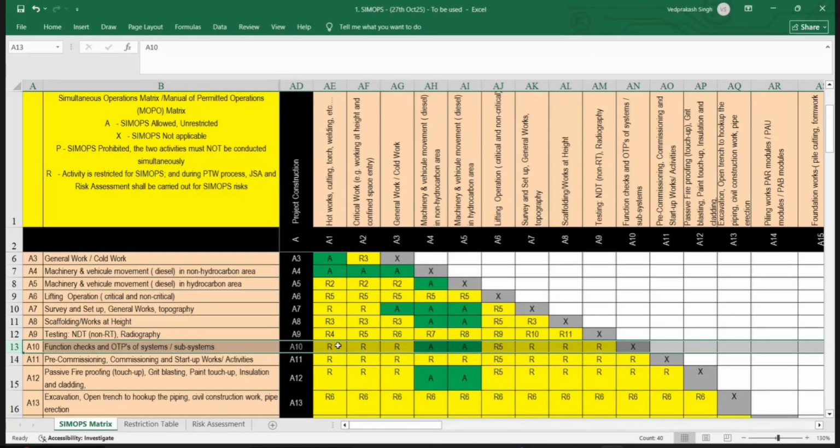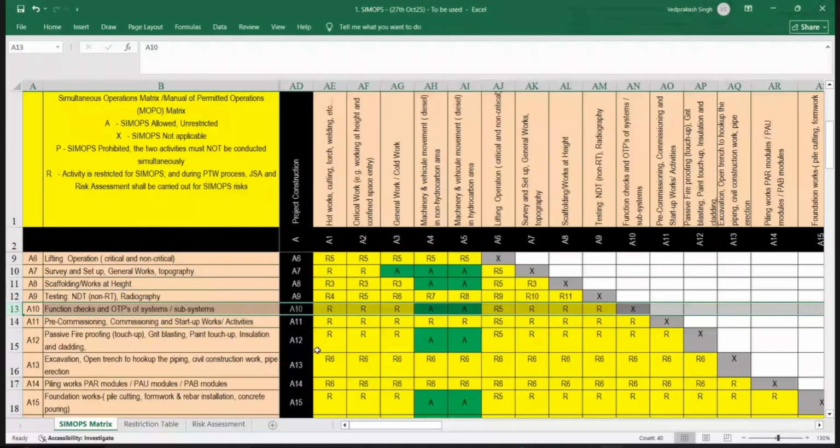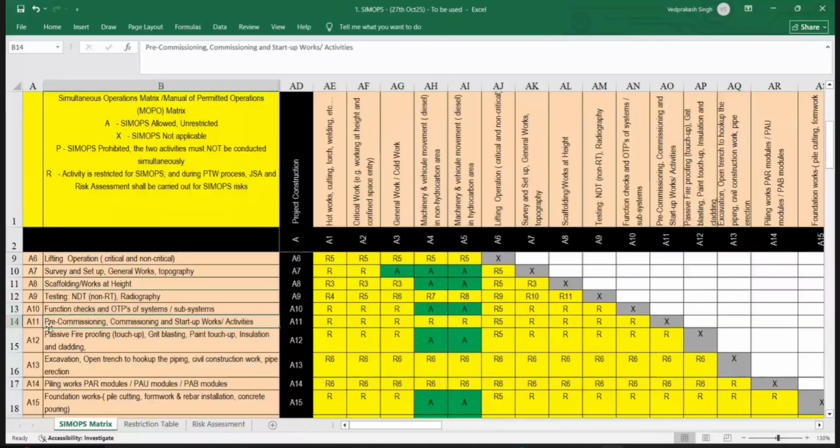This is only for construction, no need to worry for drilling. Pre-commissioning and commissioning, because this may have some hydrocarbon, I want to put some restriction here so that construction people do not have the liberty to do any job. We'll put R. As you mentioned, we don't have the grit blasting, paint touch-up and all this, but I have put R intentionally because we cannot simply allow it on a simple generic method statement or generic risk assessment. It has to be specific when we have these CMOPs.